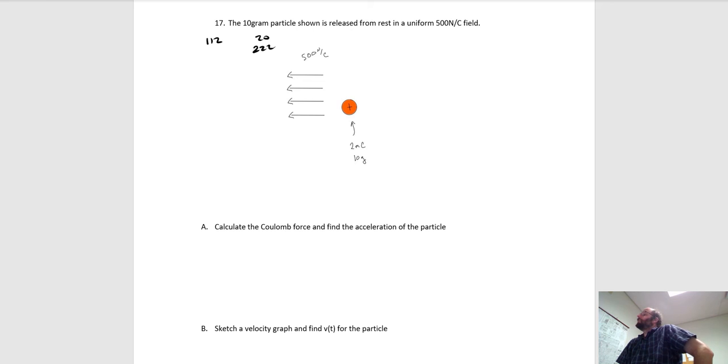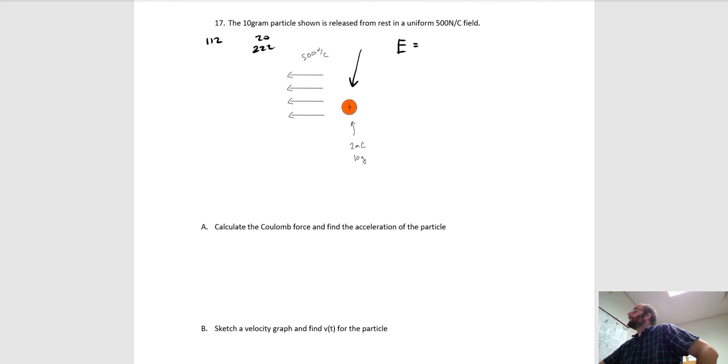Okay, so let's see. This 10-gram particle is released from rest in a uniform 500 Newton per Coulomb field. So here we get this particle, and it's in this 500 Newton per Coulomb field. So this is going to create a Coulomb force. Put that force vector on this picture. That comes right from the direction of the electric field. The electric field direction is given here with these arrows. So that should tell you the force direction. And here's how it's calculated.